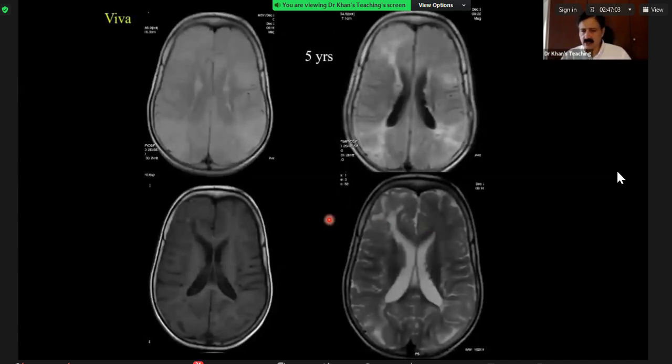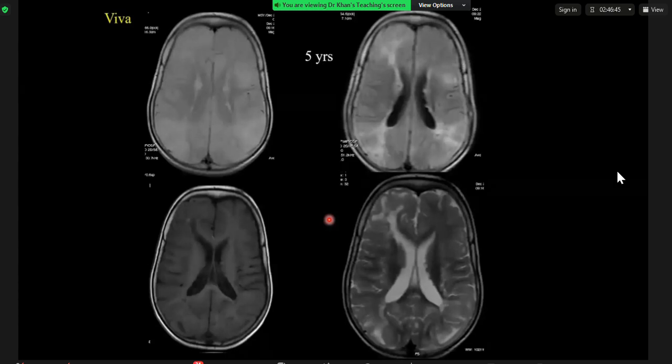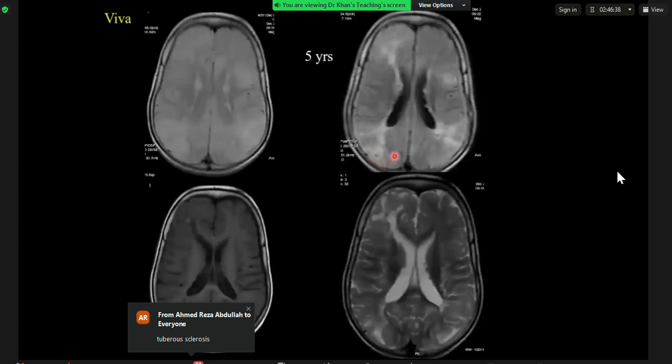Okay, candidate one, candidate two, over to you. It's a 5-year-old. It's MRI, selected axial slices. Sequence-wise, white matter is white on the left, but the CSF is also bright, so we're dealing with T2. On the right, what is this sequence? This is a FLAIR sequence. Okay, very good.